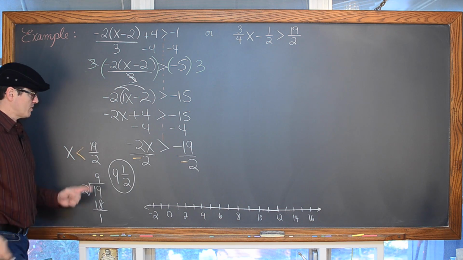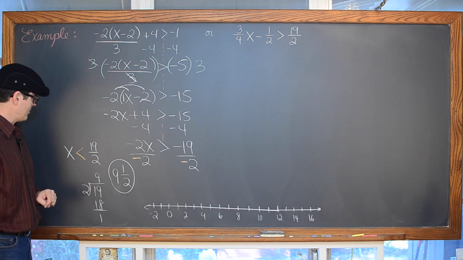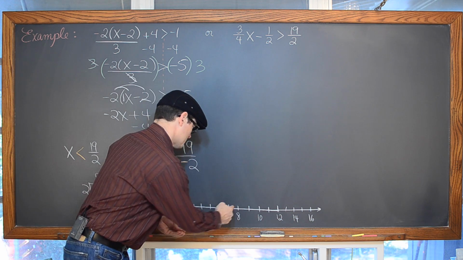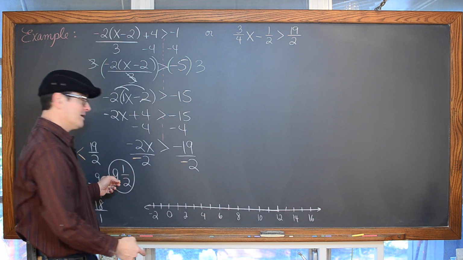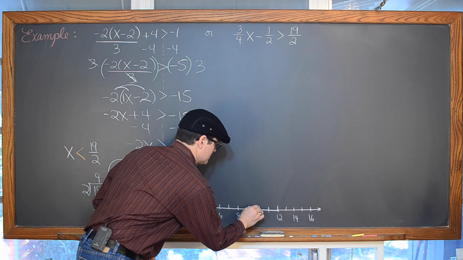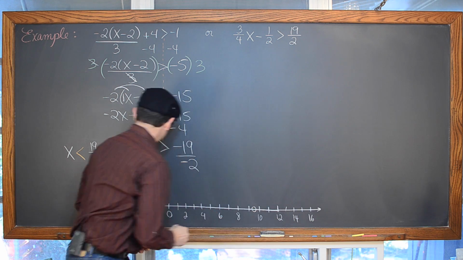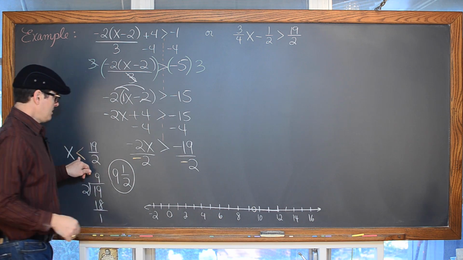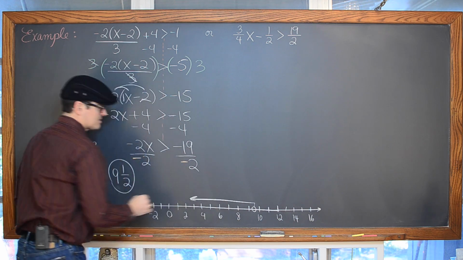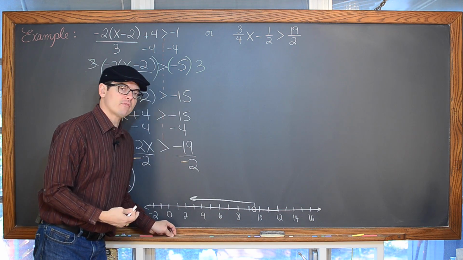All right, just so I know where to put this 19 over 2 on the number line. So a nice open dot on 9 1/2, between 9 and 10, just in the middle. It is less than, and our numbers get smaller as we go to the left on the number line. So that is half of our answer.